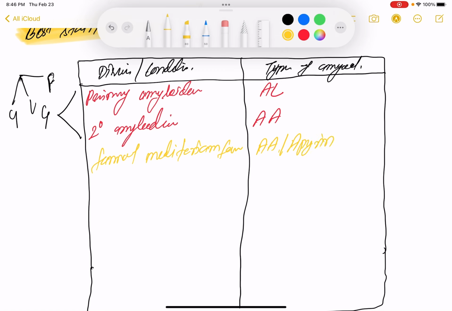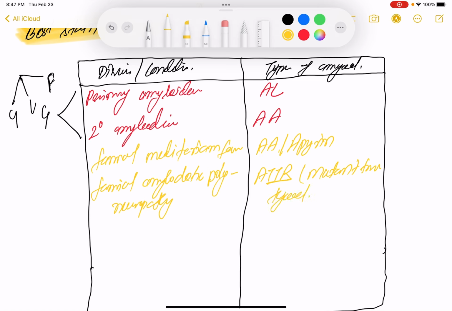Then there is familial amyloidotic polyneuropathy. In familial amyloidotic polyneuropathy the amyloid is ATTR, meaning transthyretin. There is accumulation of mutant transthyretin. Friends, basically transthyretin can be normal or mutant. So in familial amyloidotic polyneuropathy there is accumulation of mutant transthyretin.